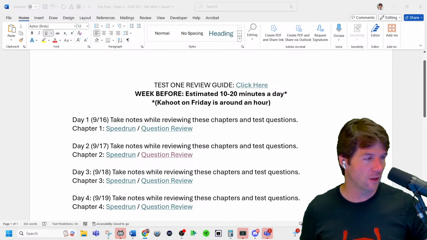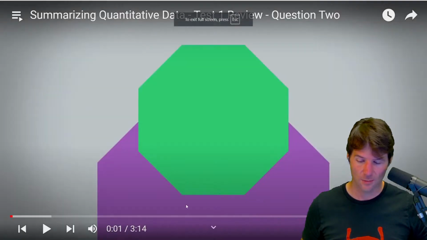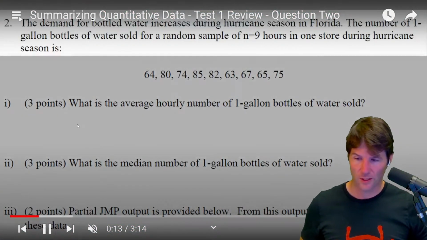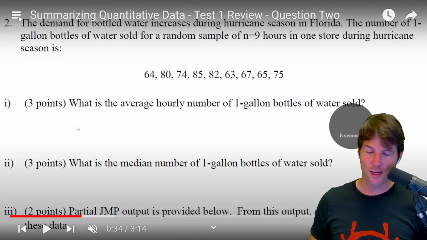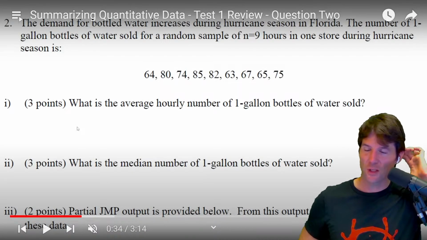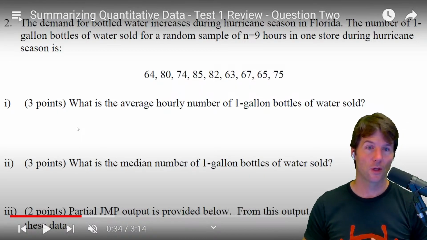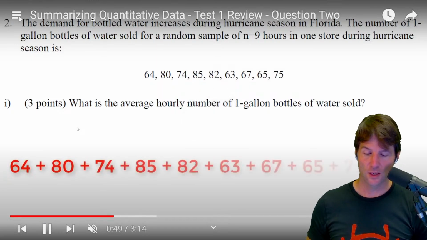You said pull up the video, and I've got a question from what the test might look like for chapter 2. We'll solve this and end right here. Here's the question. It gives you a bunch of data, and then it says, what is the average? How would you find the average for these numbers? To find the average, you simply add them up and divide by the total. You can see right here, I show you the math.